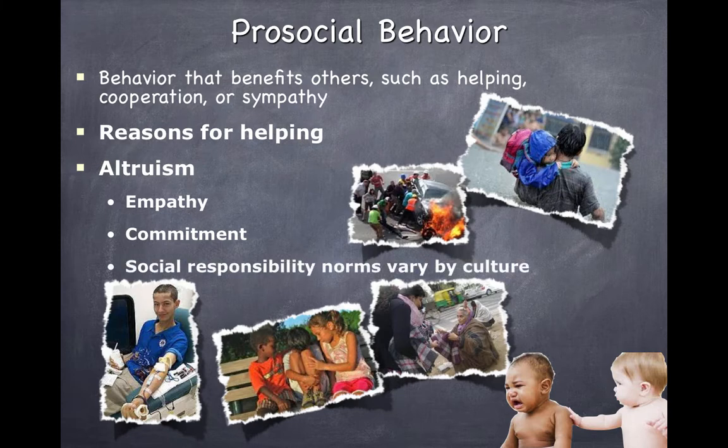And social responsibility norms vary from culture to culture. In the United States, people are more likely to help anyone in a life-threatening situation, same as in Canada and many other European countries, but only family members in moderately dangerous situations. It's kind of an ironic situation.